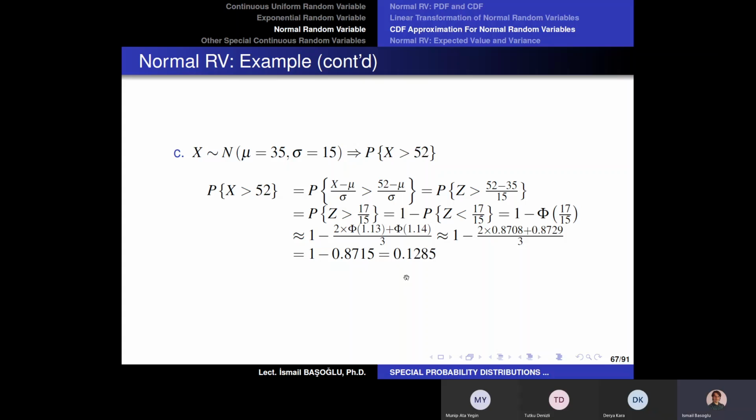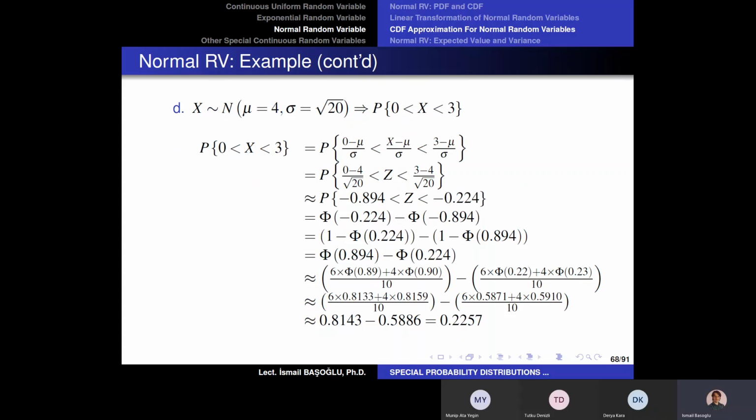And finally, for the last part of this question, we have a normal random variable with location parameter equal to 4 and scale parameter equal to square root of 20. The question is asking the probability of X being between 0 and 3. So this time we have an interval probability being asked. What do you do? You are going to standardize.